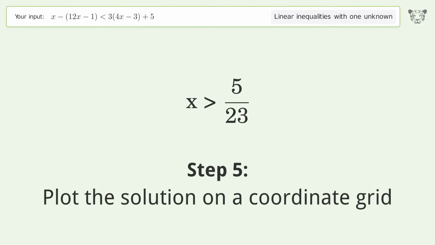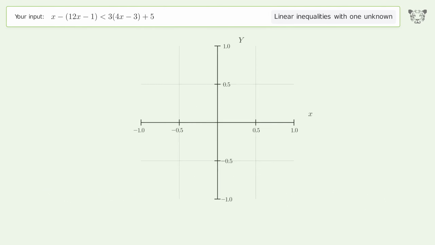Plot the solution on a coordinate grid. And so the final result is x greater than 5/23.